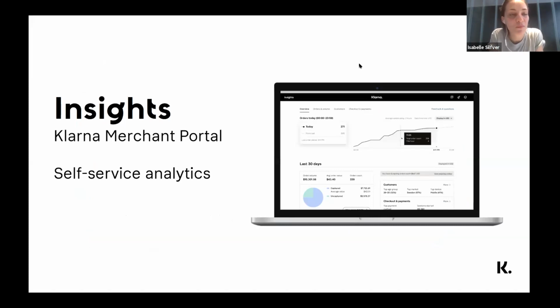As I already mentioned, I'm a product manager, and I have up until recently managed a product called Insights that we offer to our merchants that are essentially selling with Klarna. It was a self-service analytics tool, hence also my passion for data came in both with the user experience and the problem space.